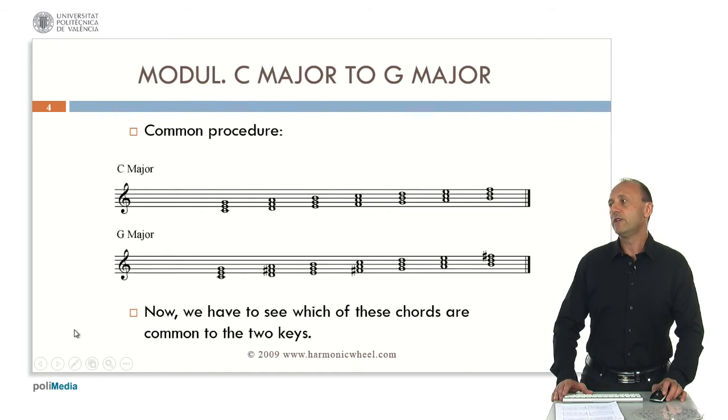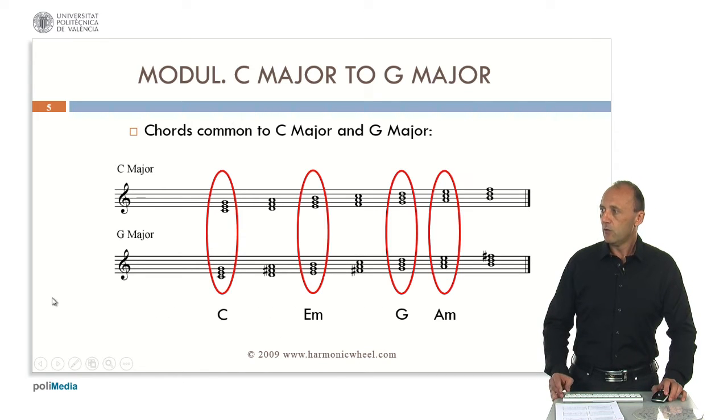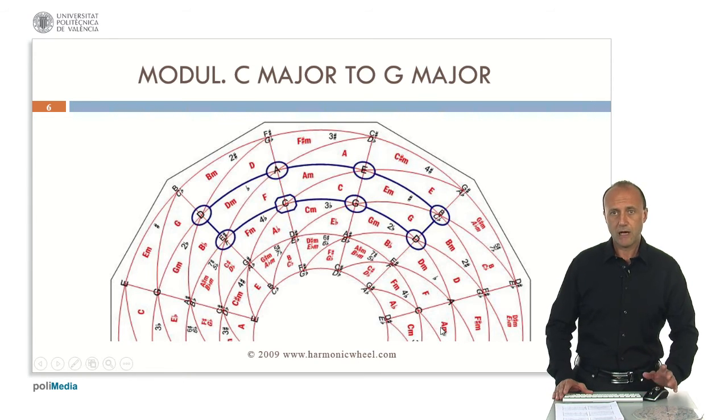Now we have to see which of these chords are common to the two keys. We can verify that there are 4 common chords or 4 pivot chords, which are C major, E minor, G major, and A minor. We can obtain these 4 chords with the harmonic wheel in a very direct way.